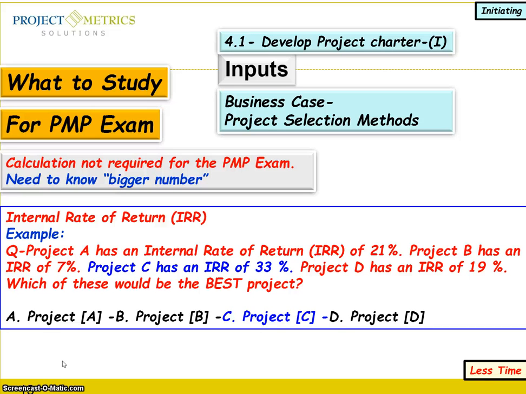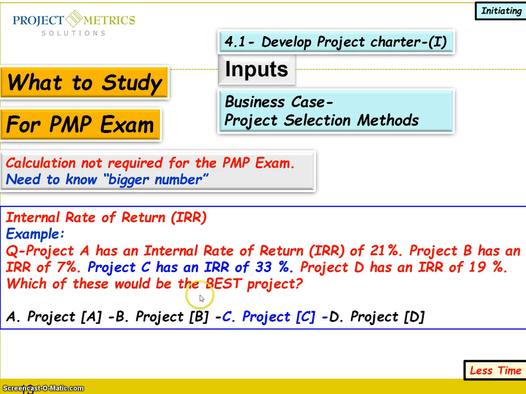Now, let's take another example on a business case. As I said, calculation is not required for the PMP exam. You just need to know the significance, whether it is less time or a bigger number. For example, the internal rate of return. You have project A, and in the exam you will see numbers here: 21% internal rate of return, and project B has 7%, and you have project C. And project D has an IRR of 19%.